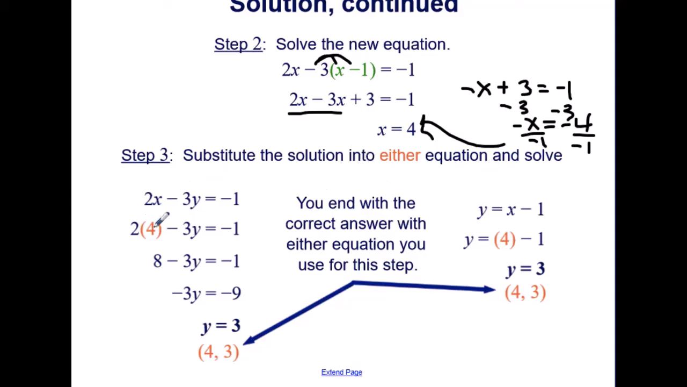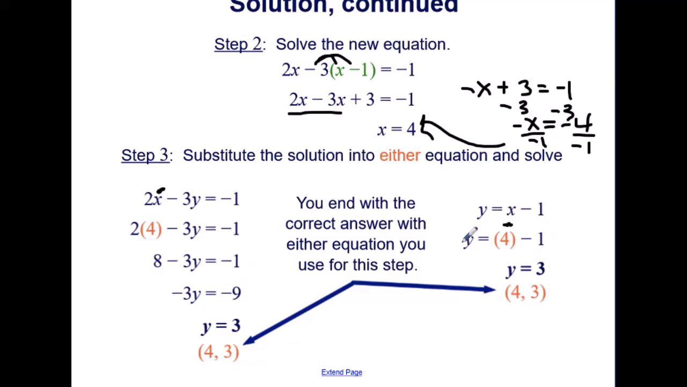Once we have x, we can then substitute the solution into either equation and solve. So if you substitute it into the first equation, x equals 4 here, you get 8 minus 3y equals negative 9. Divide both sides by negative 3 after subtracting 8, and you get y equals 3. If you did it in the second equation here, 4 minus 1 is 3.